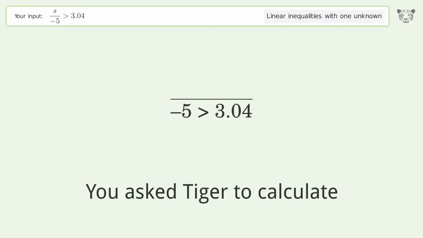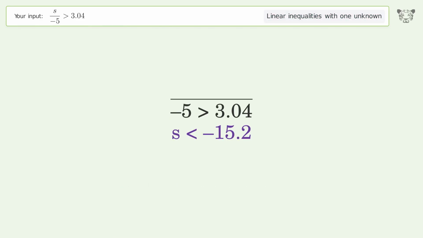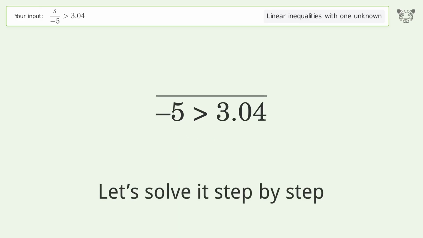You ask Tiger to calculate. This deals with linear inequalities with one unknown. The final result is s smaller than negative 15.2. Let's solve it step by step.